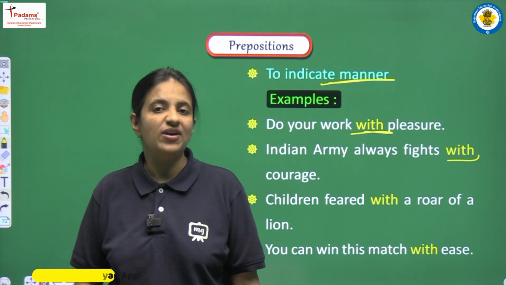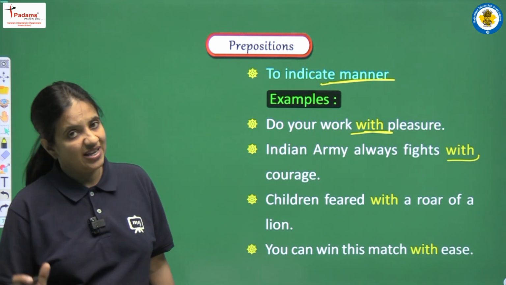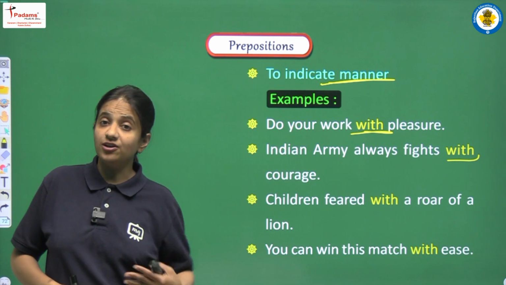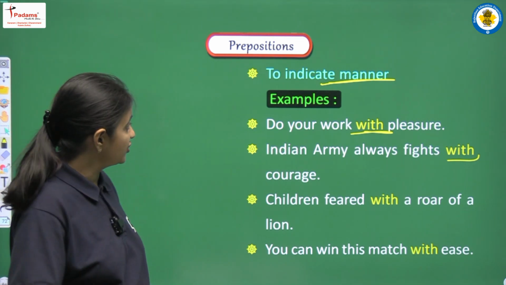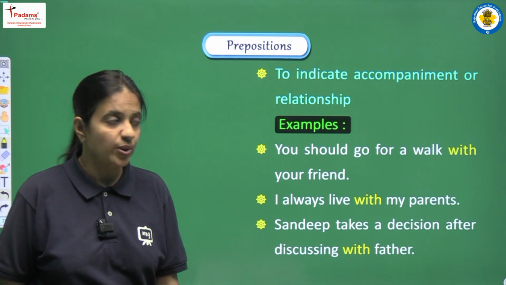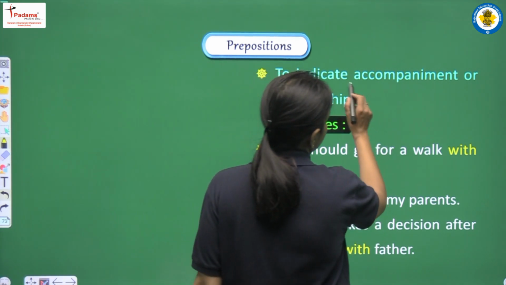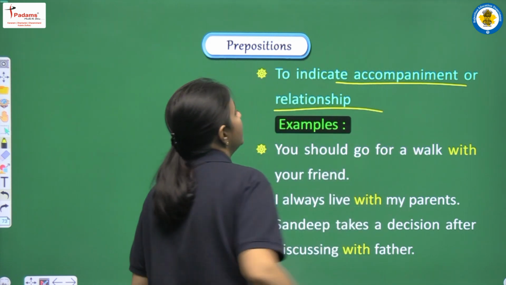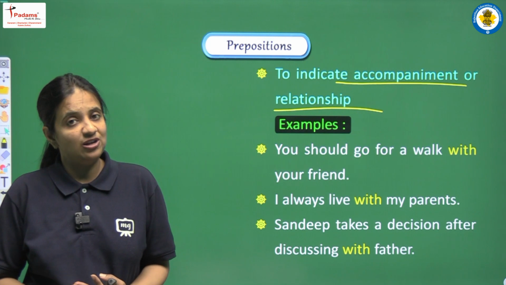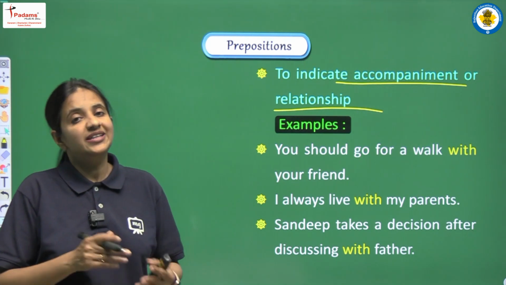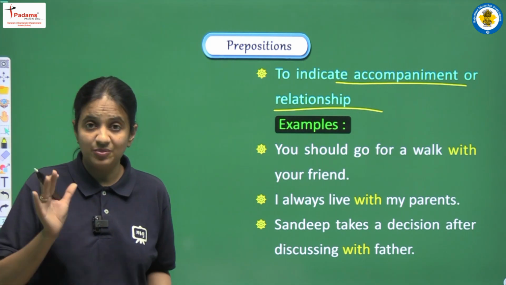Yes, we are saying that very easily you can win the match. So yes, whenever we are trying to show the manner of something, then we can use "with" in a sentence as a preposition. Next, another use of "with" is to indicate accompaniment, or we can say relationship. So when we are trying to show accompaniment or some kind of relationship, then also we can use "with" as a preposition.